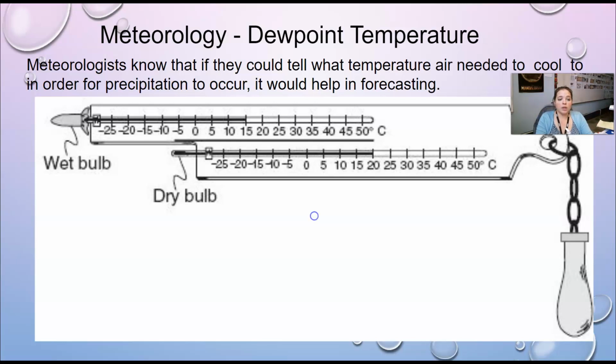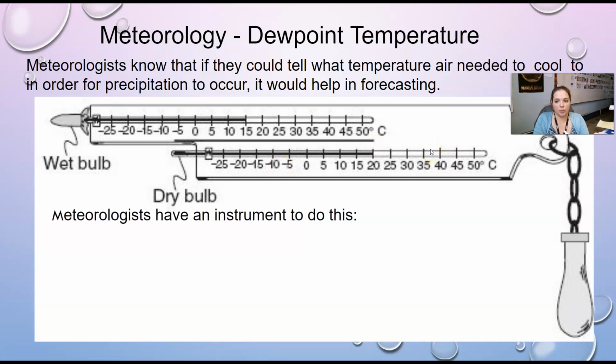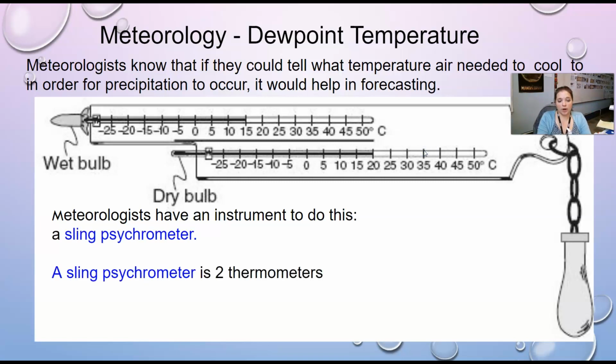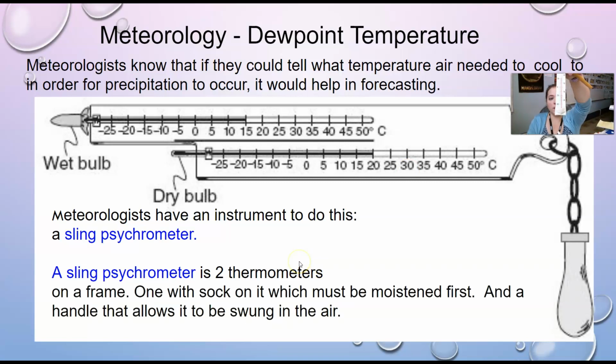So what do they use? They use this instrument that you see right here. If you think back to Tuesday, to the different instruments you could see, this is a sling psychrometer. A sling psychrometer has two thermometers. I've got one right here. You've got one on this side and one on that side. One has a sock on it. I know you guys can't really see the sock, but there is a sock in there. It's a little bit moistened. I got some water on it. And the handle that I have right here allows me to swing it.